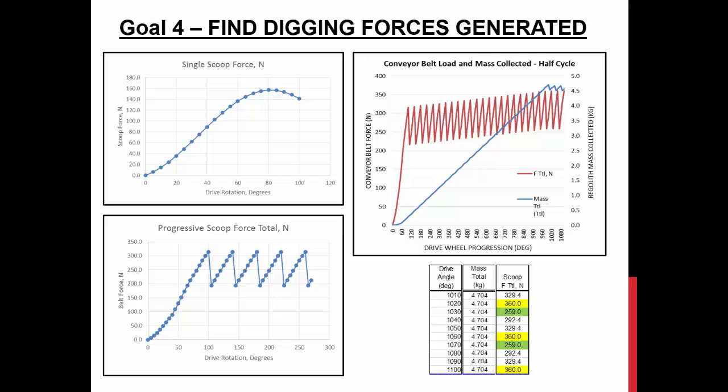These are results from the model that we put into Excel, looking at the scoop forces for a single scoop, and then what the progressive scoop force is on a continuous running belt from the initiation of digging. And then we also looked at the conveyor belt load and the mass collected for a half cycle on the digging conveyor. As you can see, we're going to have a peak force load of about 360 newtons, and it's going to oscillate between that and 259 newtons based on the speed of the conveyor, the depth that we're digging, and the speed at which the rover is moving forward as well.